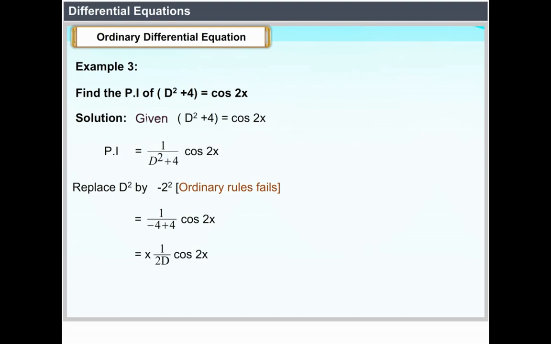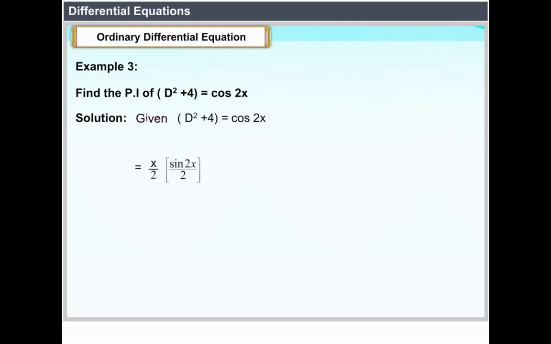= x · 1/(2D) cos 2x = (x/2) ∫cos 2x dx = (x/2)(sin 2x/2) = (x/4) sin 2x. If we get D in the denominator, we have to integrate. If we get D in the numerator, we have to differentiate. Here we got D in the denominator, so we integrate.